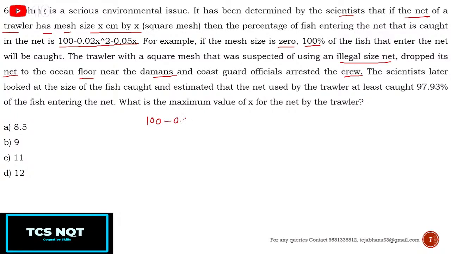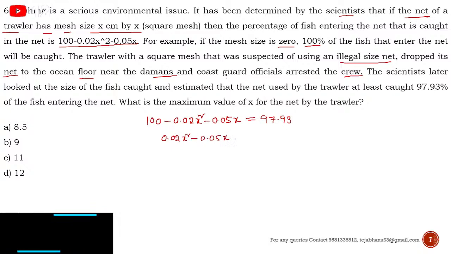100 minus 0.02 x square minus 0.05 x. This is the number of fish caught if you use the normal mesh, is equal to 97.93. That much percentage. Now from this, have a look at it. 0.02 x square minus 0.05 x is equal to 100. Okay, I'll take this side.